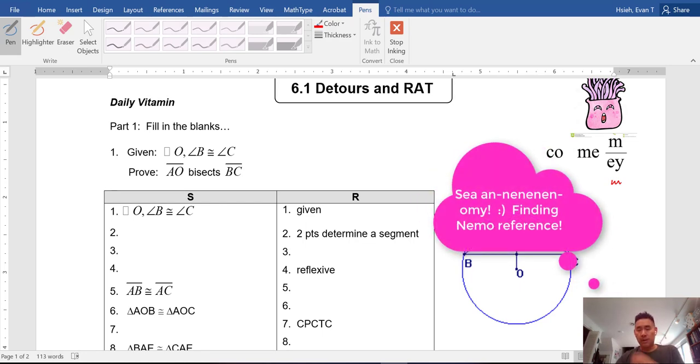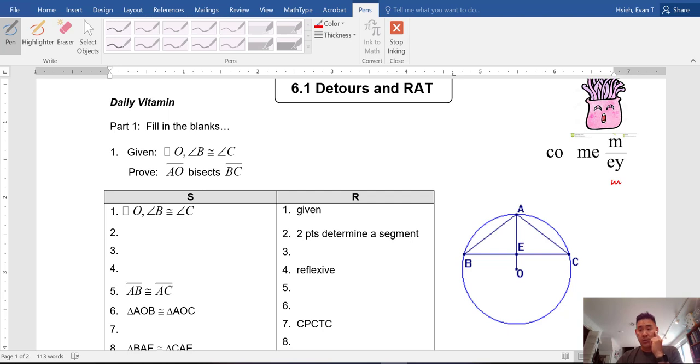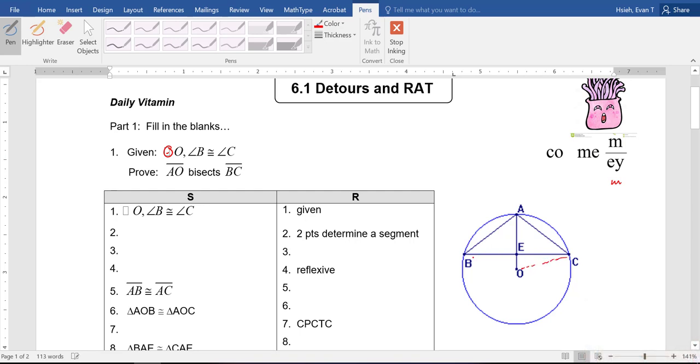And so the first part of this is what we call a detour proof. The way a detour proof works is as such. You're given here in this example circle O, and you can see that from circle O you're missing some radii, so you might want to draw the radii in there. And it's given that angle B is congruent to angle C, so if angles, then sides are congruent. And you're trying to prove that AO bisects BC.